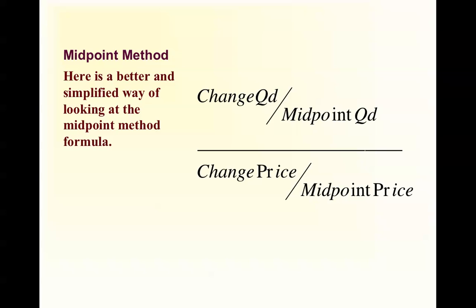Here's a better and simplified way of looking at the midpoint method formula. It's the change in quantity demanded over the midpoint, all over the change in price over the midpoint. So you don't need to look at Q1s and Q2s and P2s and P1s. Just keep in mind the simple little rubric, as it were, and you'll be able to calculate these problems just fine.